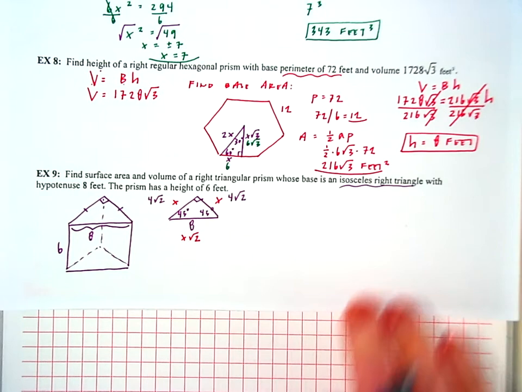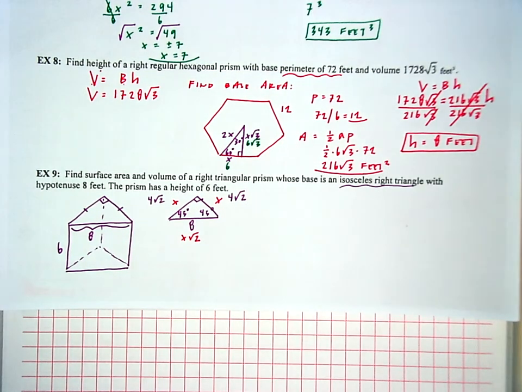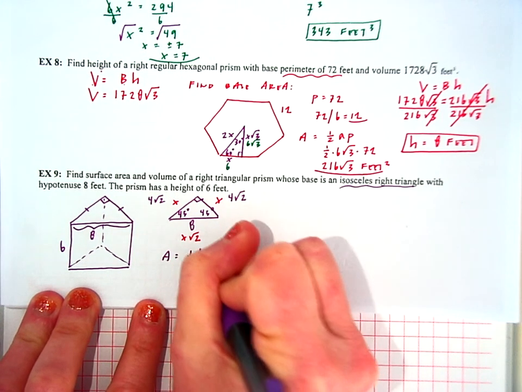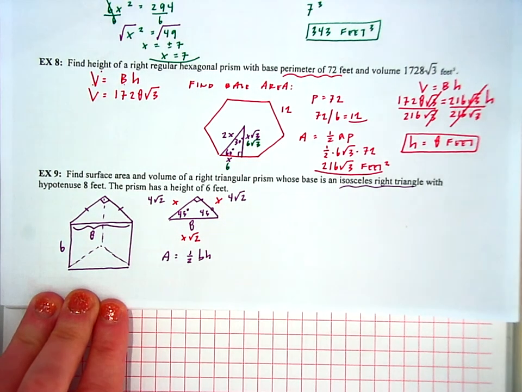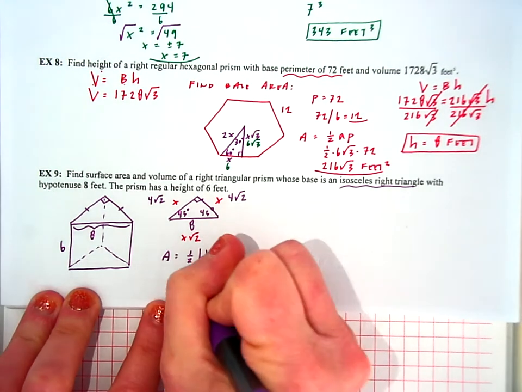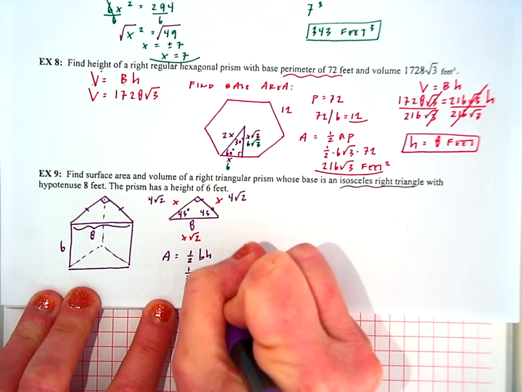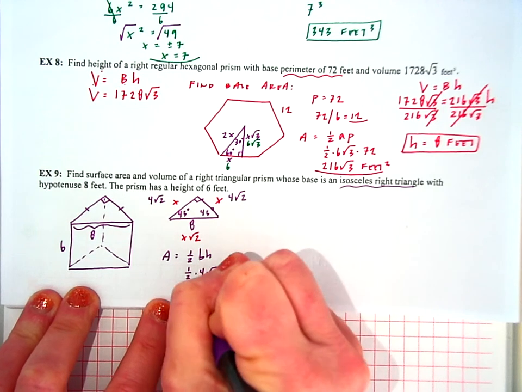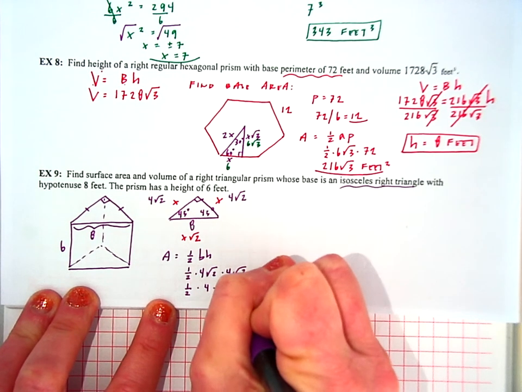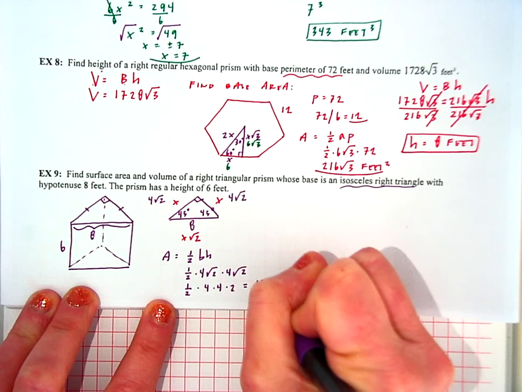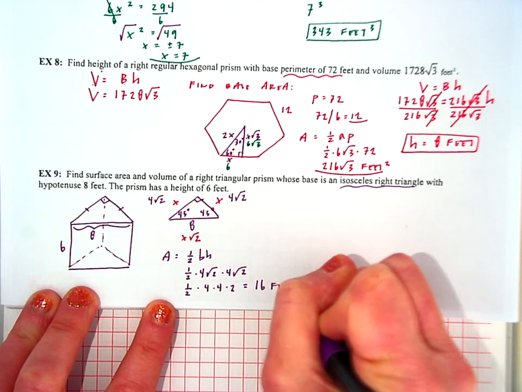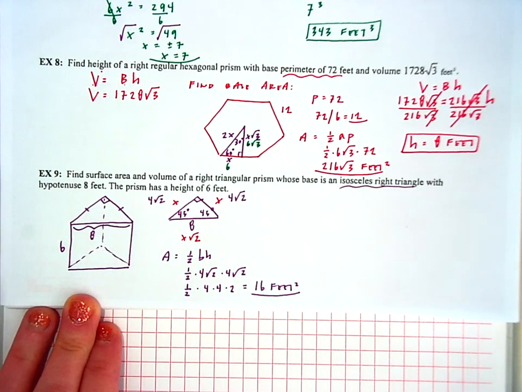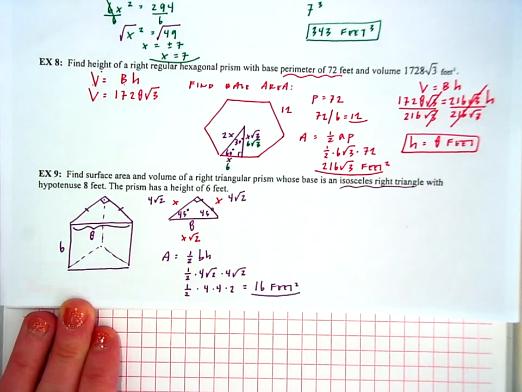So now if I get my base area first, I know that that is 1/2 base times height. And when it's a right triangle, my legs are the base and the height. So I'm doing 1/2 of 4 root 2 times 4 root 2. That's like saying half of 4 times 4 times 2. So I get 16 square feet for each base. So the top base is 16 square feet, the bottom base is 16 square feet as well.